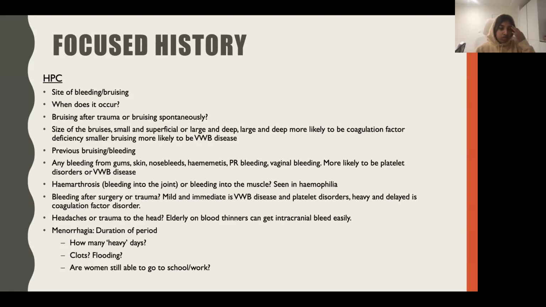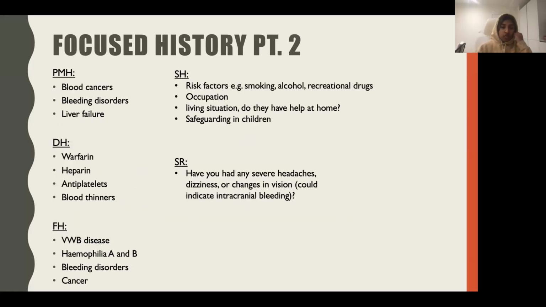Menorrhagia, so obviously in our patient it's not relevant, but if a woman came in, you would want to ask duration of her period, how many heavy days she's having, any clots, any flooding, are they still able to go to school and go to work? Past medical history, any history of blood cancers, bleeding disorders, liver failure. Drug history, again, all the blood thinners, warfarin, heparin, any antiplatelet medication. Family history.